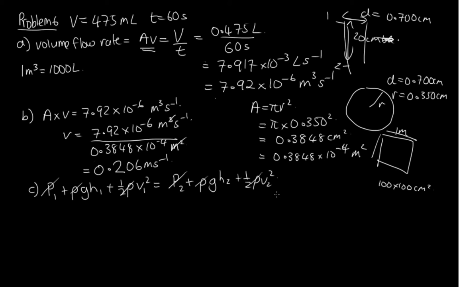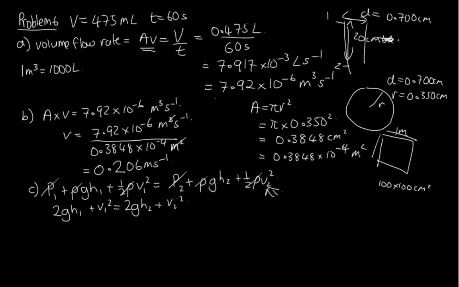And what we're trying to find out is the velocity at the bottom. So this is the term that we want to find. So let's simplify it a bit by multiplying all the terms by 2. That will get rid of these halves. So we've got 2gh1 plus V1 squared is equal to 2gh2 plus V2 squared.